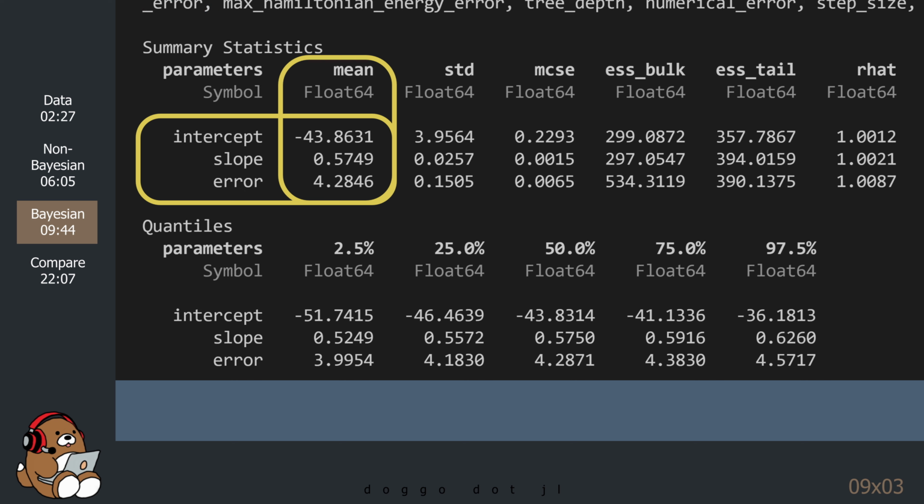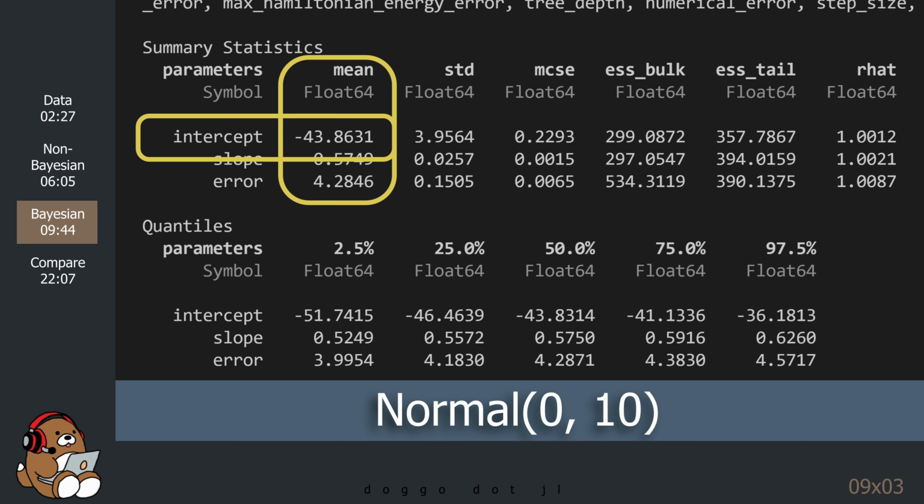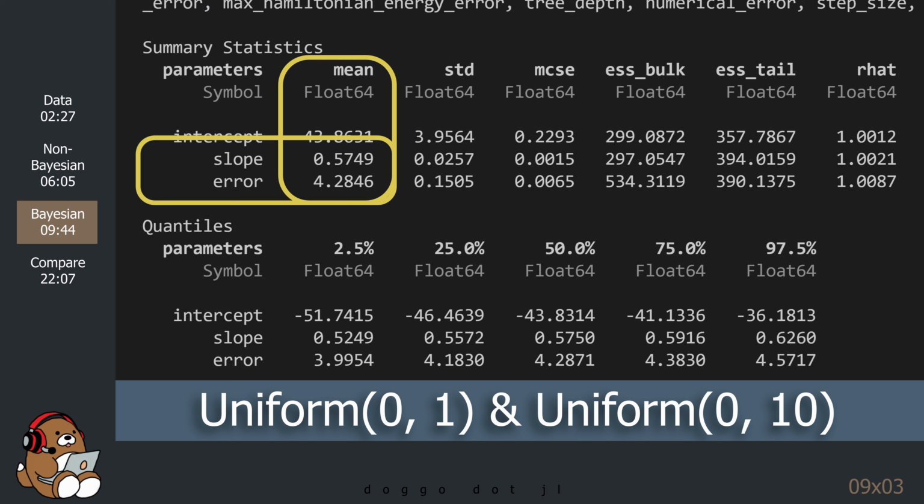In the summary statistics table, you can see that there are 3 rows for the 3 parameters that we're interested in: the y-intercept, the slope, and the error. If you look at the values under the mean column, you can see that our prior belief was completely wrong for the y-intercept, since we initially thought that it would be some value close to 0. But our prior beliefs for both the slope and the error turned out to be reasonable, since we initially thought that the slope would be some number between 0 and 1, and we thought that the error would be some number between 0 and 10.